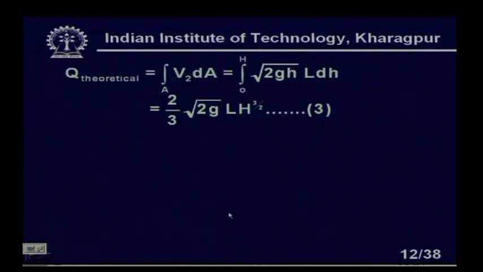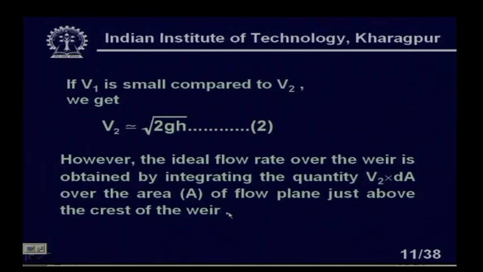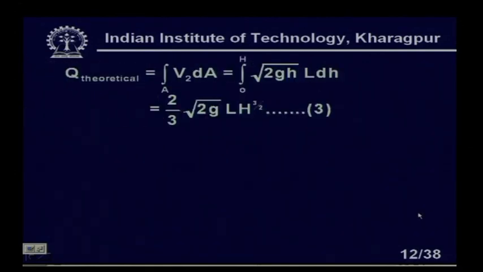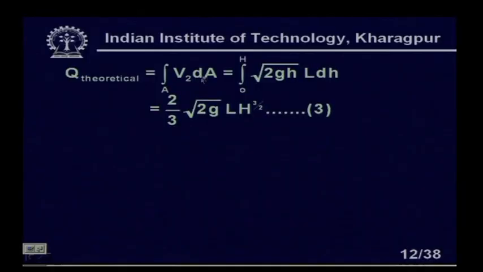Now, theoretically, the ideal flow rate over the weir is obtained by integrating V2 into dA: the velocity at the crest multiplied by dA, where dA is a small section at height h from the top, of width dH. So, dH into L will be the dA over the area A of the flow plane just above the crest of the weir, right. So, we can write Q theoretical, that means the theoretical volume flow rate, equal to the integral of V2 dA. It is meter cube per second, because the velocity is meter per second and the area is in meter square.